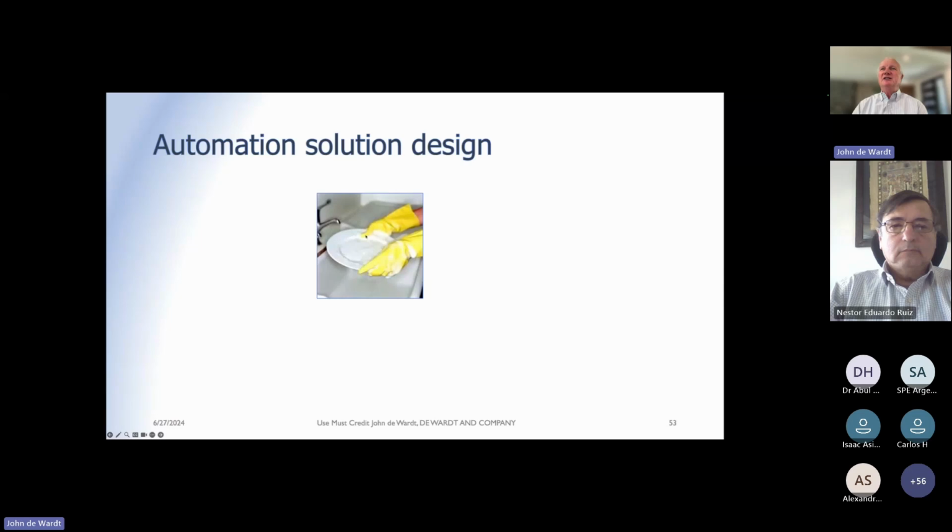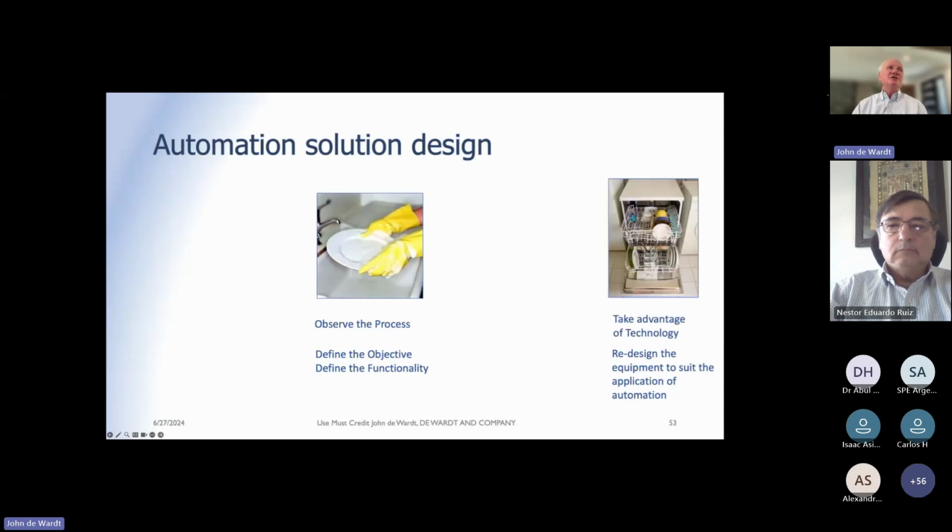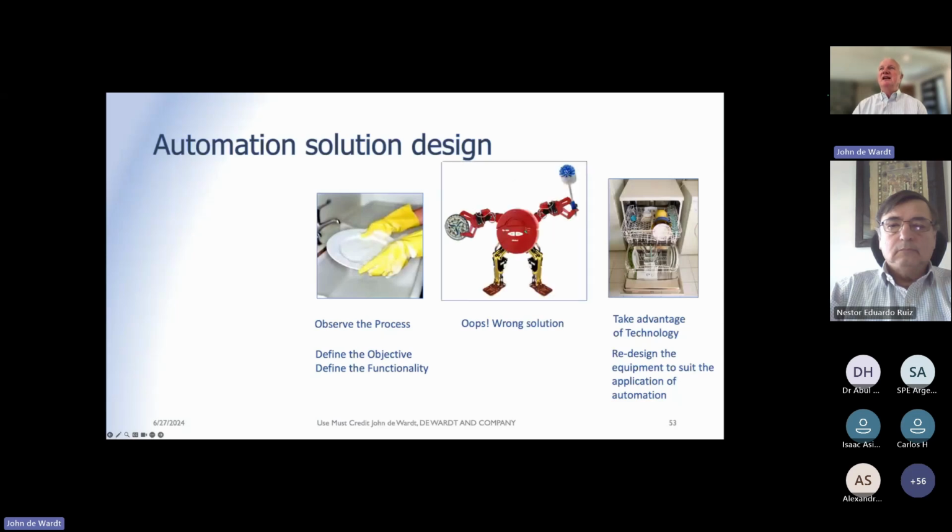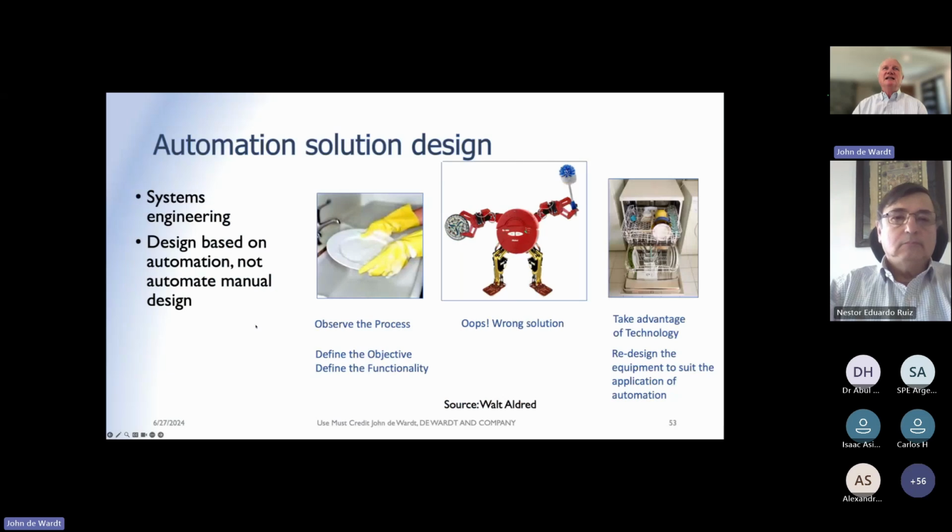You look at dishwashing and you say, let me observe the process, let me define the objective, define the functionality, and I'll redesign the equipment to suit the application, and bingo, I get a dishwasher. But often people go and think in drilling terms of, I'll make this little robot with a brush and a bucket, and we'll go ahead and do it that way. So if you actually take a systems engineering solution and then you design based on automation, you're going to end up with a box that has jets of water, that has heating systems in it, and not with a little robot with a brush in his hand.